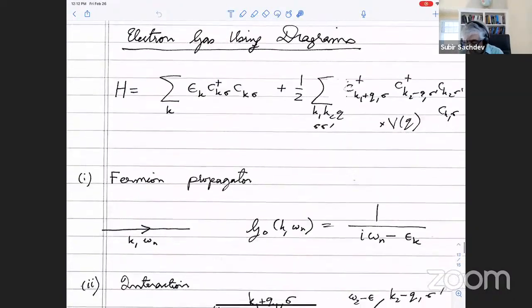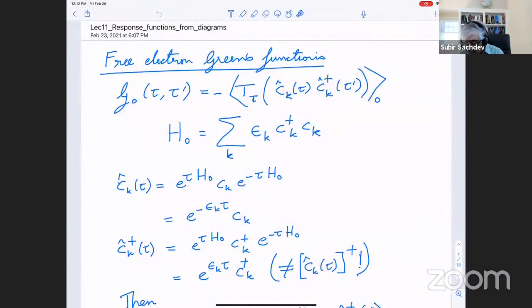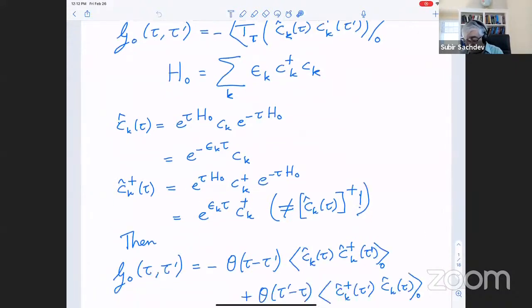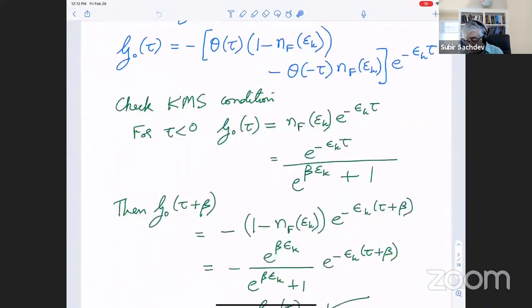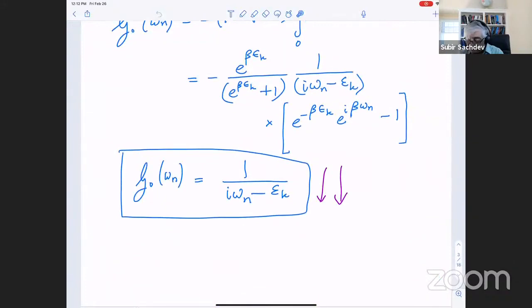Okay. So that's the summary of where we were. Questions? Okay, and then let's actually get some numbers. And what we evaluated last time was G0, the time-ordered Green's function of free electrons. And what we got was a very simple expression, at least after a Fourier transform. I don't know why I wrote an arrow there. It should be an exclamation point.